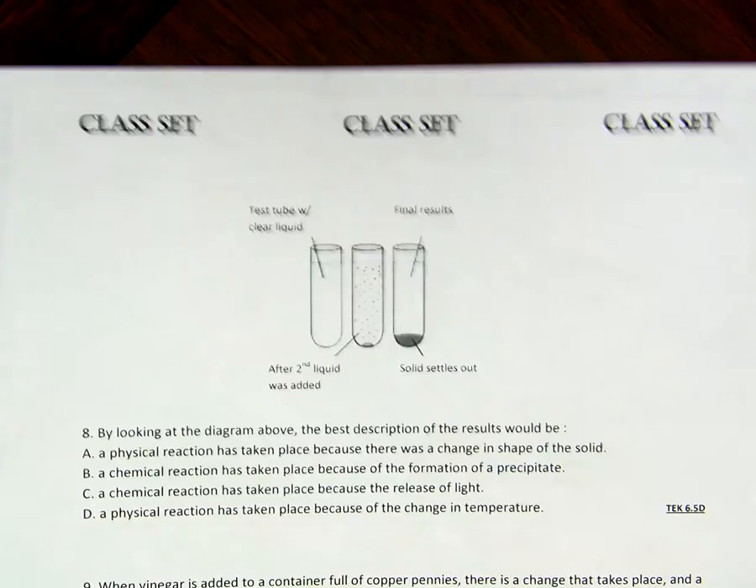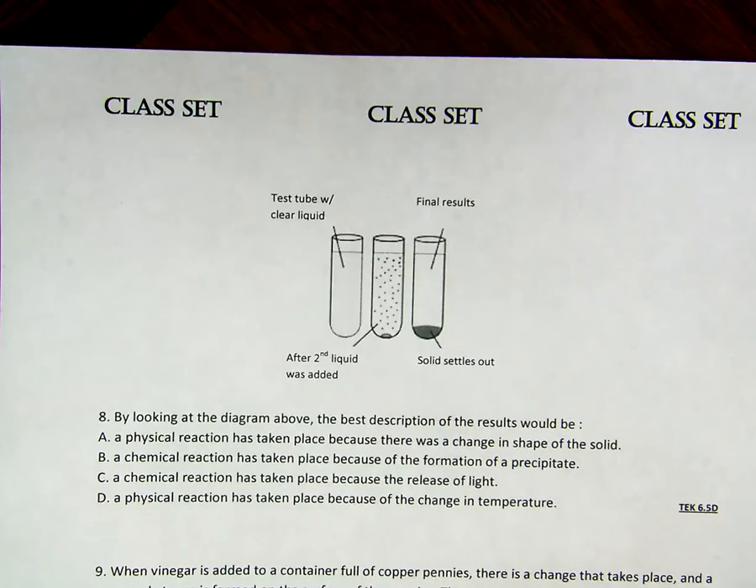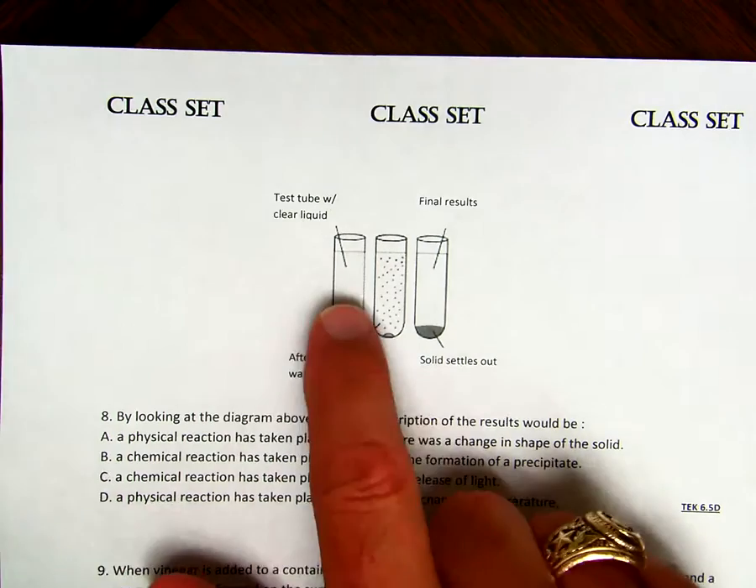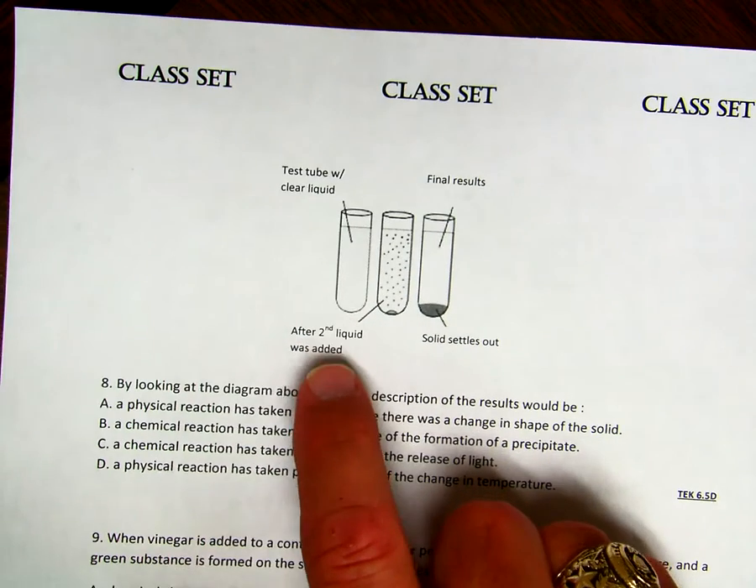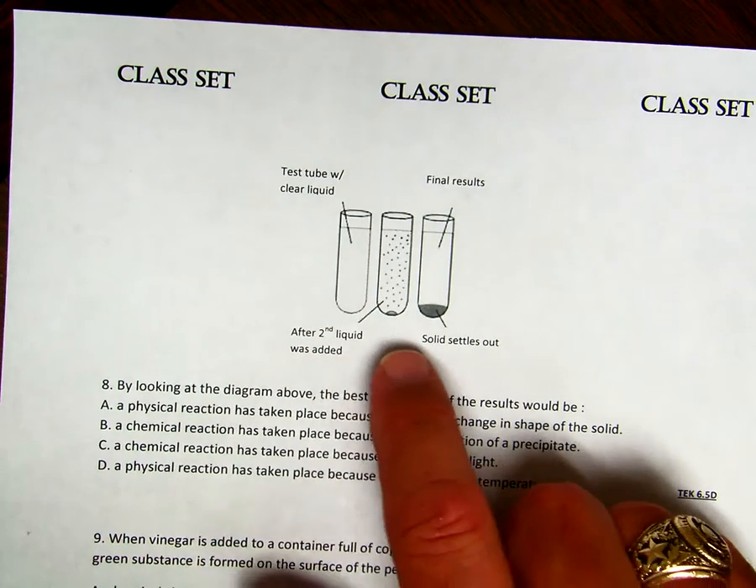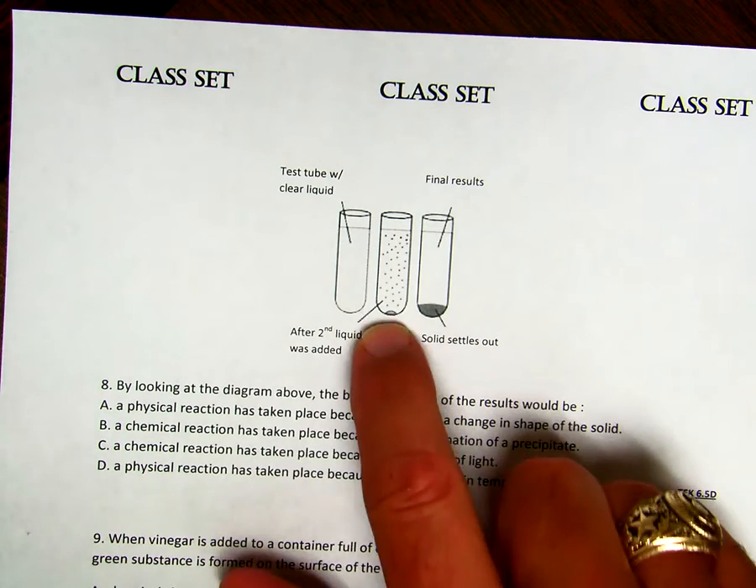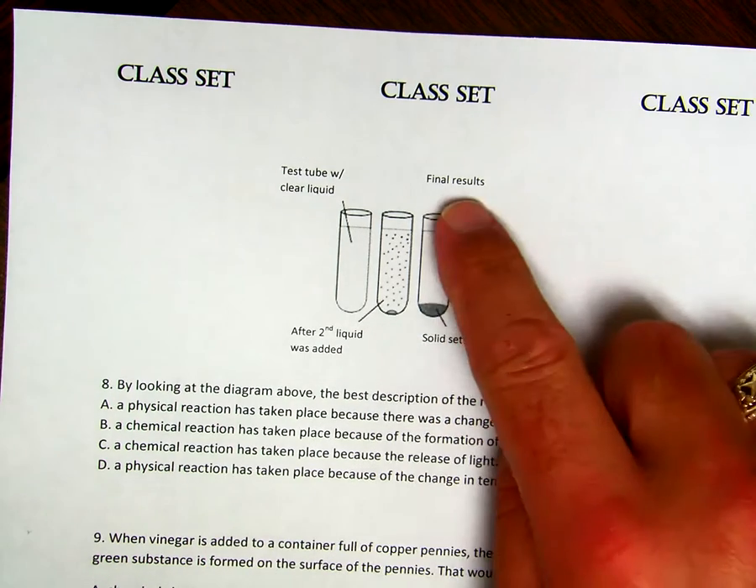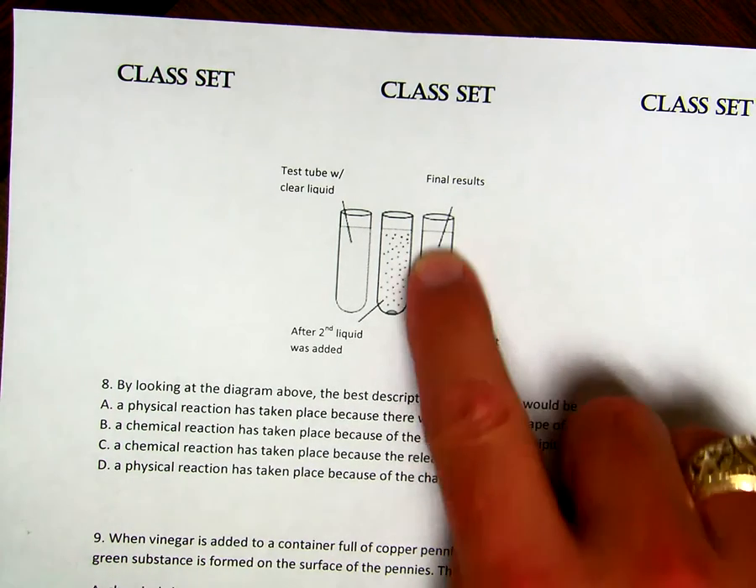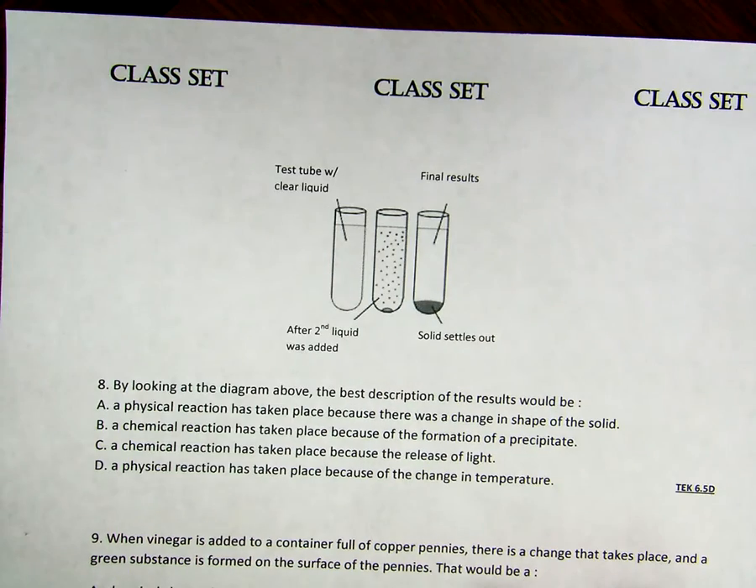Moving on to number 8, there's some test tube pictures here. There's a test tube with clear liquid. Then there is a second liquid with some particles. And then you can see here there's a solid that settles out of the last precipitate.